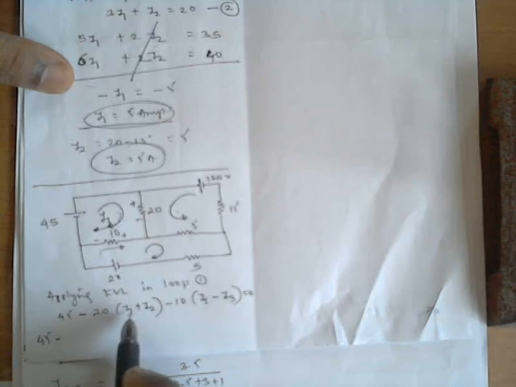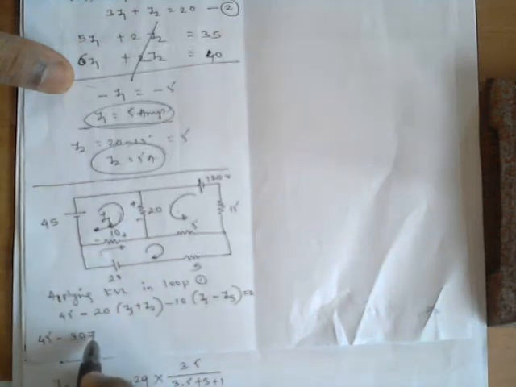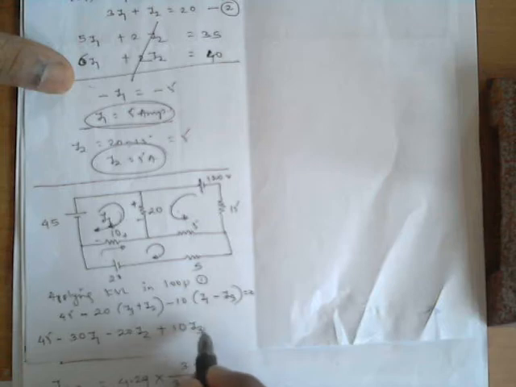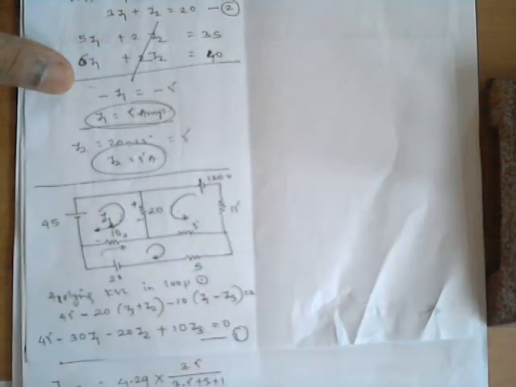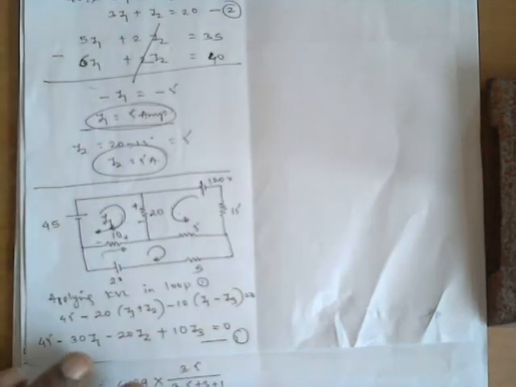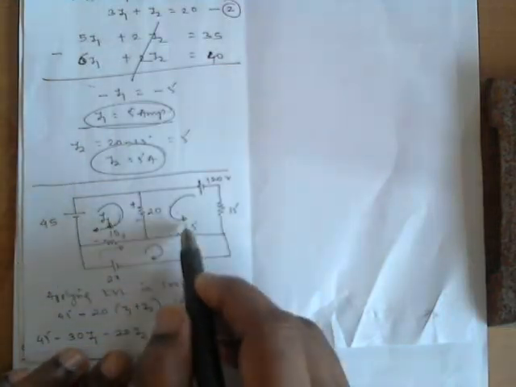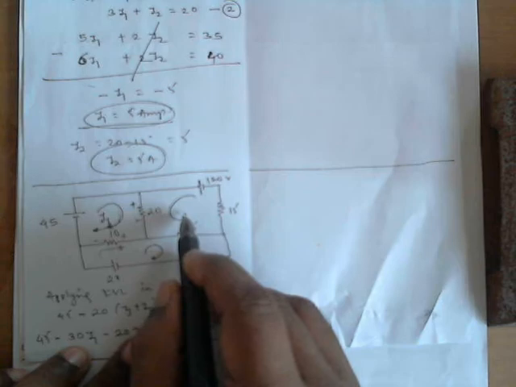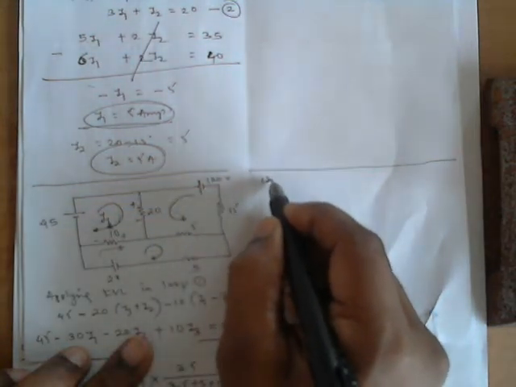45 minus 20 I1, minus 10 I1, that is minus 30 I1. Here it is minus 20 I2. Here it is plus 10 I3 equal to 0. This is your first equation. Now let's apply KVL in the second loop. I will solve it here only. When I apply KVL over here, it will be 120.